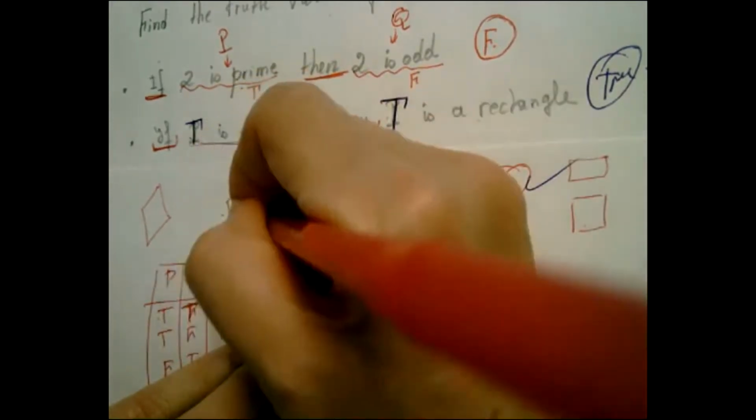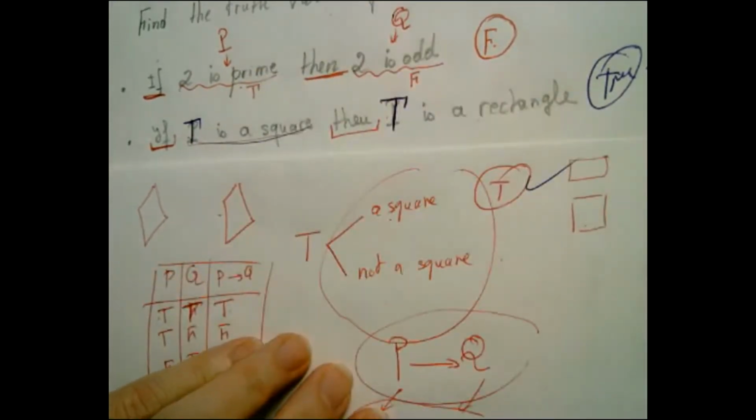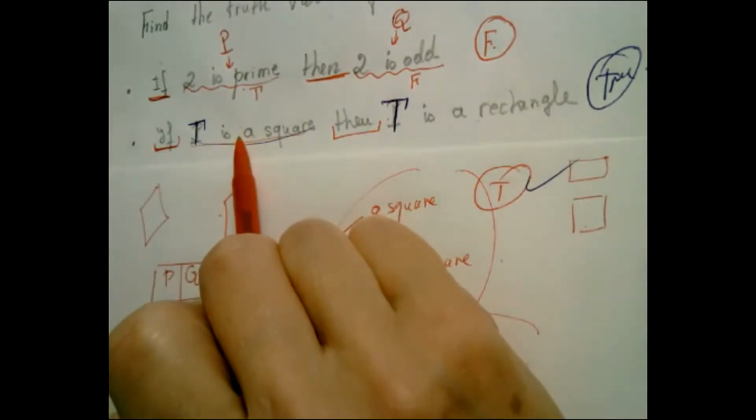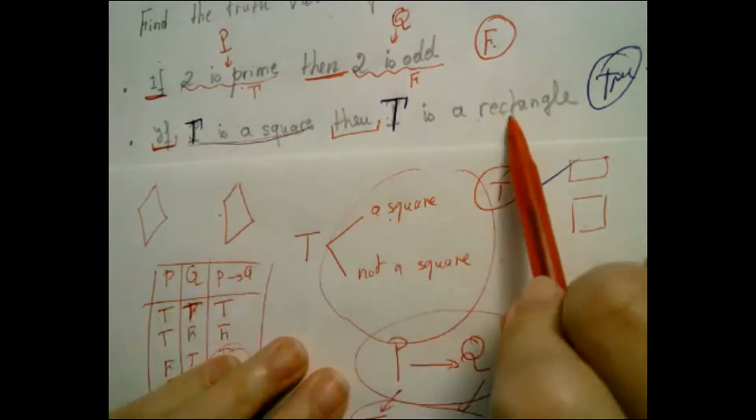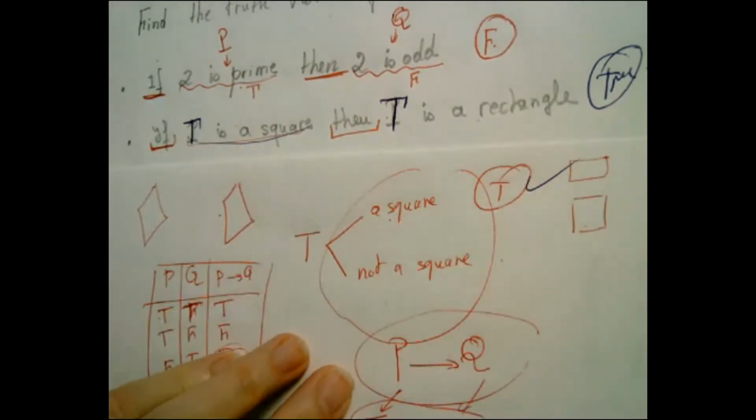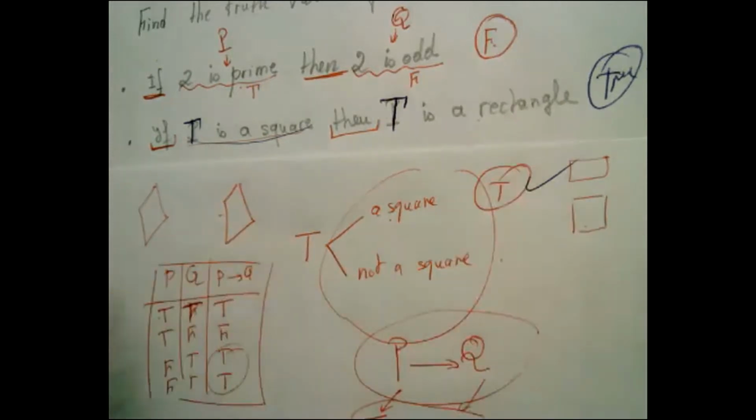You know, that's not a rectangle. So if it's not a square, I don't care. If it's not a square, it means my premise is false, so my whole sentence is true. Okay, that makes more sense now. This makes sense? Yeah, because I'm covering all my bases.